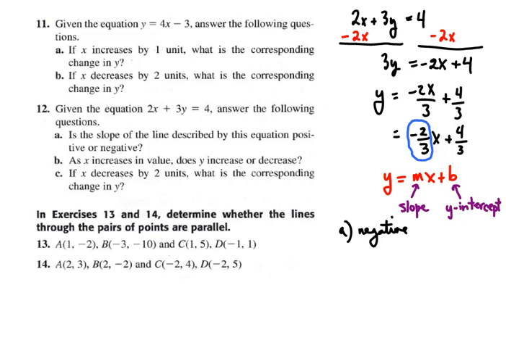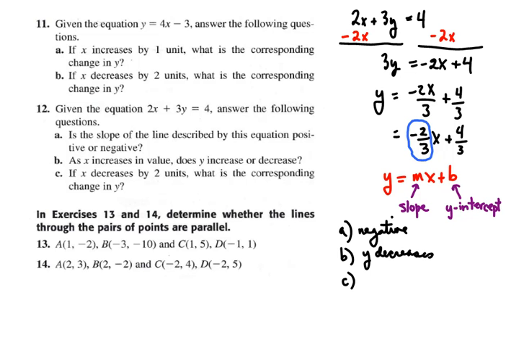Part B says, as x increases in value, does y increase or decrease? Well, when the slope is negative, it means y decreases as x increases, or y goes down. When the slope is negative, y goes down when x increases, and those two things are synonymous. If y decreases when x increases, then the slope will also be negative. So what the slope tells us is that when x increases by 1 unit, y will go down by 2/3 units.